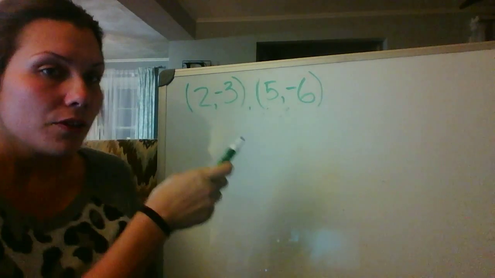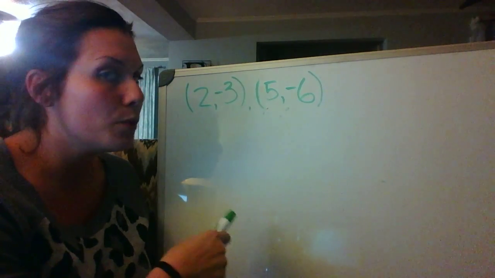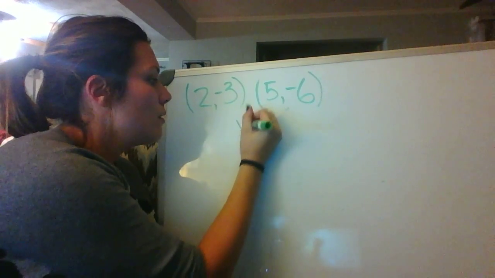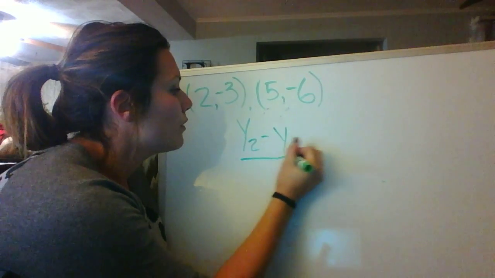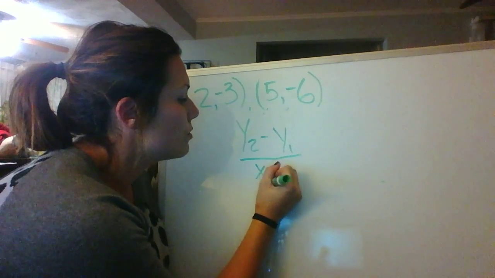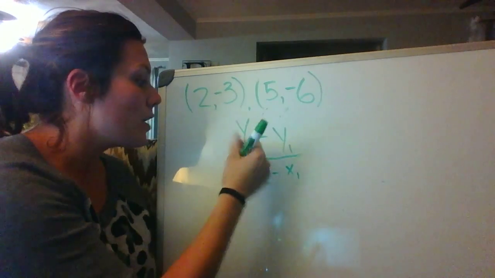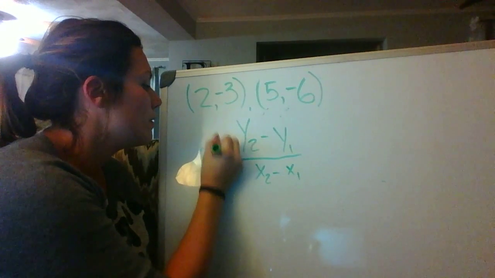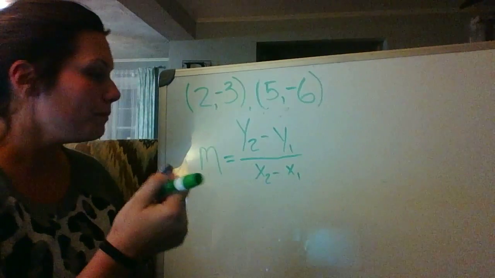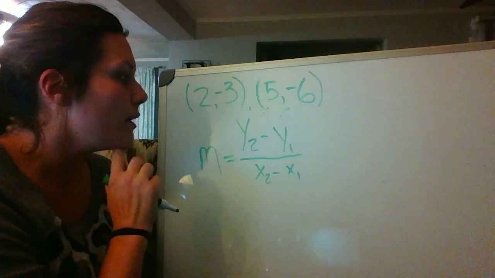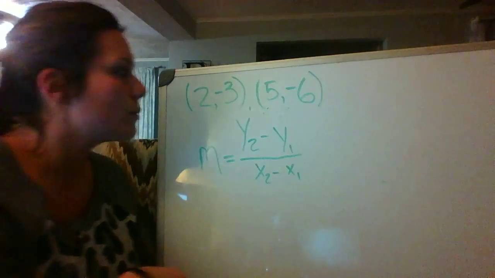Now I'm going to write down the formula. So our formula to find the slope of 2 points is m equals y2 minus y1 over x2 minus x1. And remember, this is the equation that we use to find the slope, and m is our slope. So, how am I going to find y2, y1, and x2, x1?